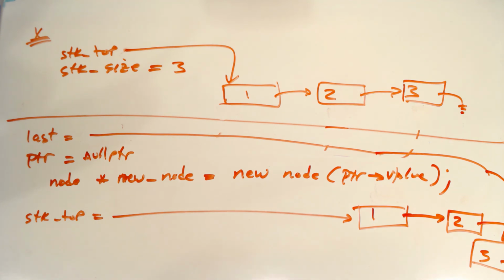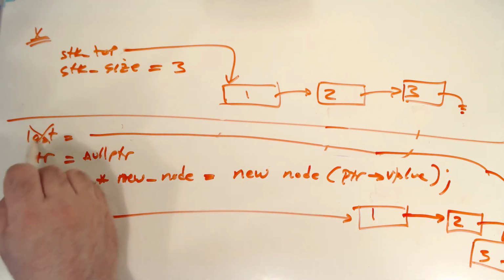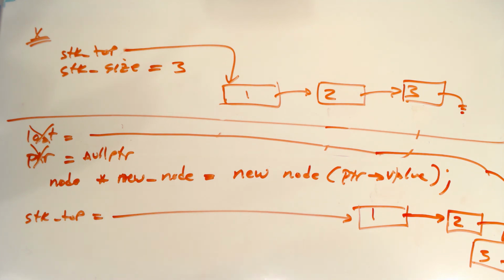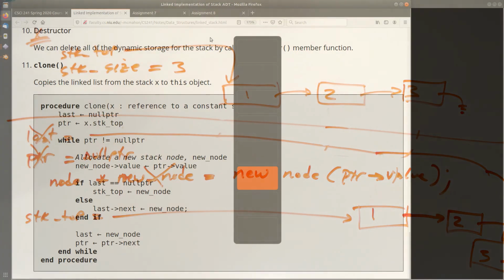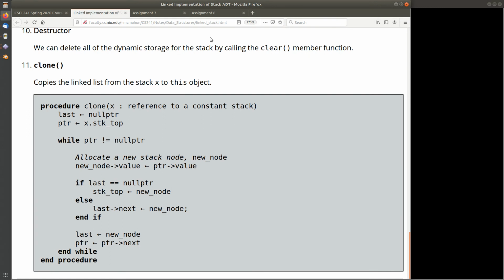And look what we have. This is perfectly reasonable. We got stack top pointing to the first of 3 nodes in a linked list. These last and pointer are temporary variables, as is new node, all of which will go out of scope when this clone function exits and clean up our mess. So the new stack object, the new myStack, will have been deep copied from the X object that was passed into clone. And with that, you have your new myStack function.